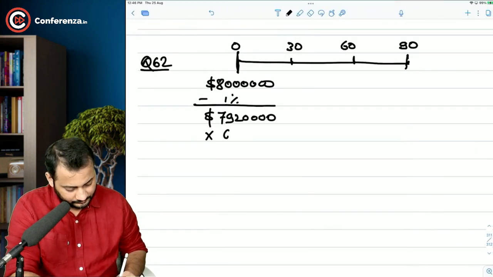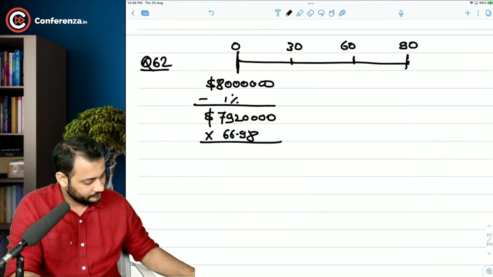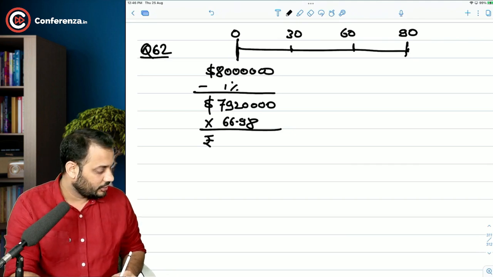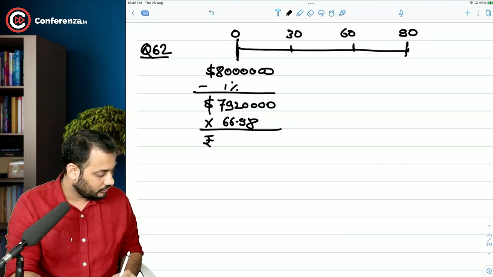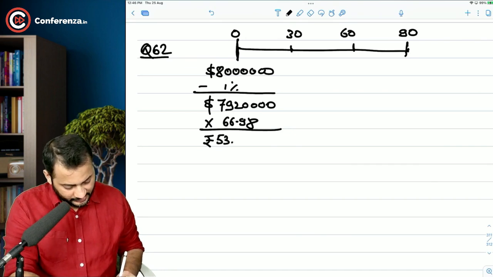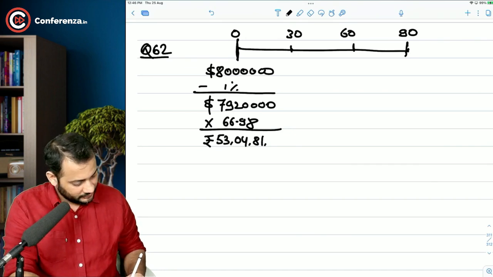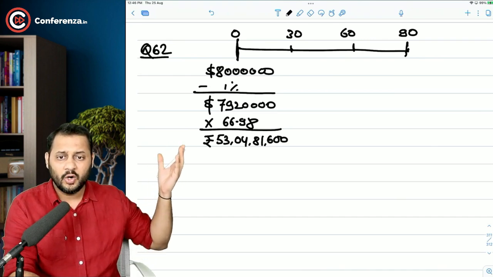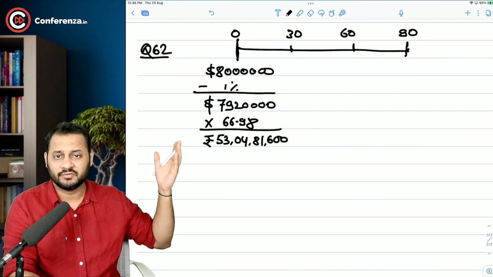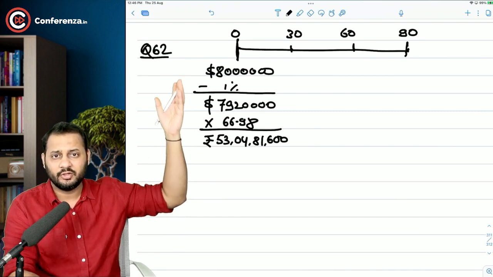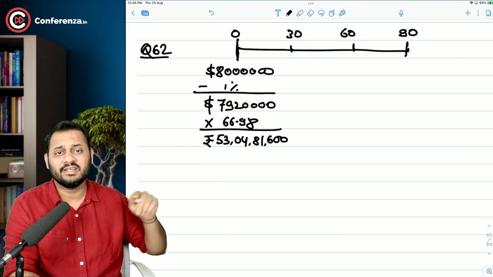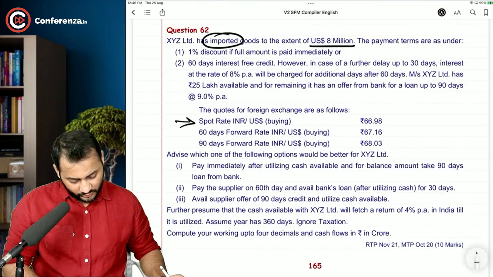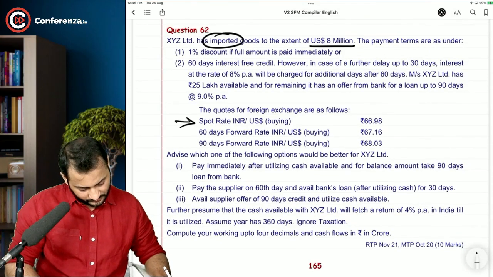66.98. Okay, let's do that. That means you need this much of the rupees, 53 crore 4 lakh 81,600. This is what is required. How are you going to manage this much of the funds to make this much of the payment to the supplier? Obviously, we will borrow it for the next 90 days in India. And Indian borrowing rate will also be available in this question. Let me just take it.